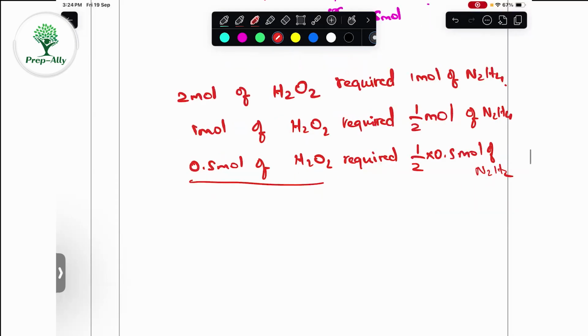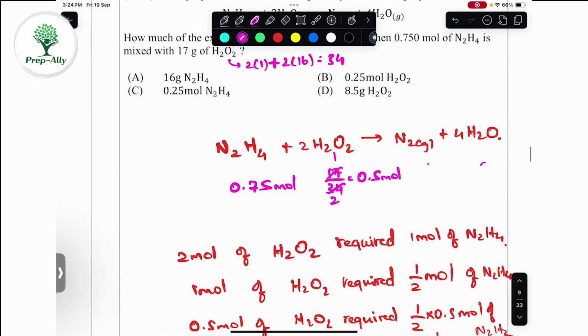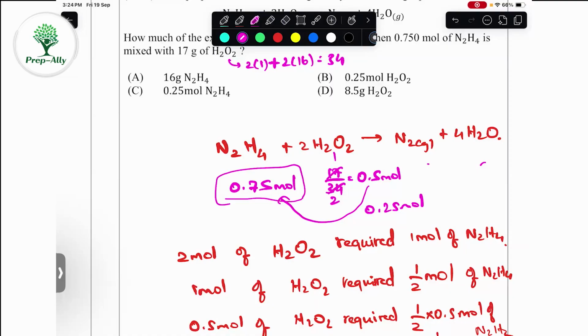So what is 1 by 2 into 0.5? It is going to be 1 by 4, or I can say 0.25. So I can say here 0.5 mole of H2O2 is going to react with 0.25 mole of N2H4. Yeah, it will react. Enough N2H4 is there now. So H2O2 is going to be your limiting reagent, which is going to consume first.